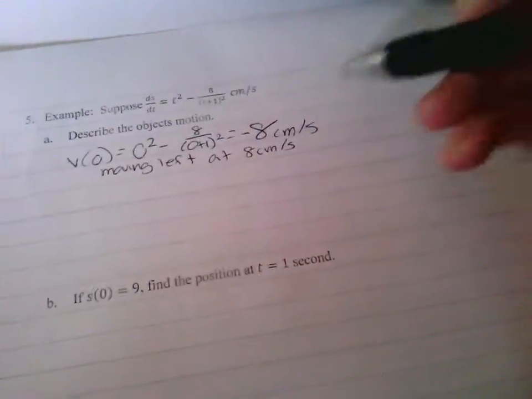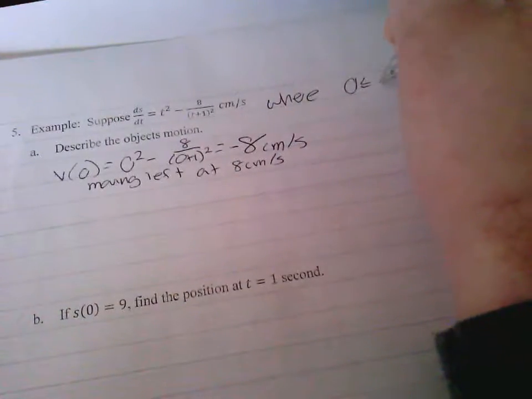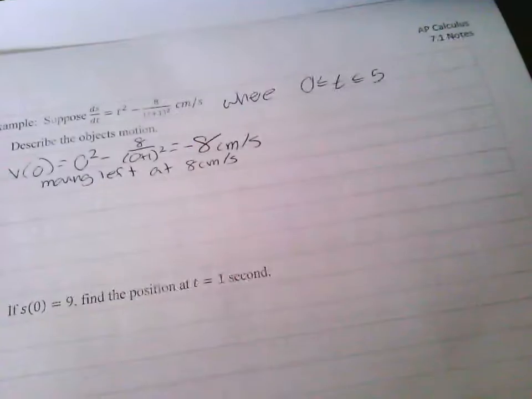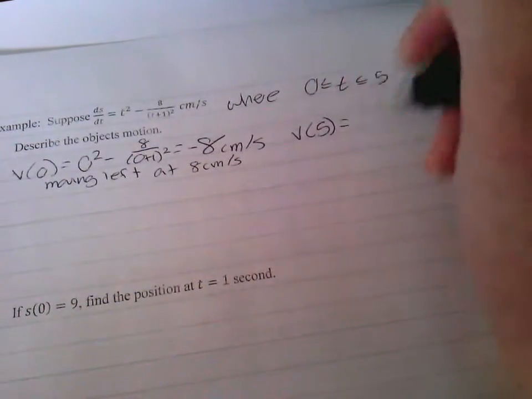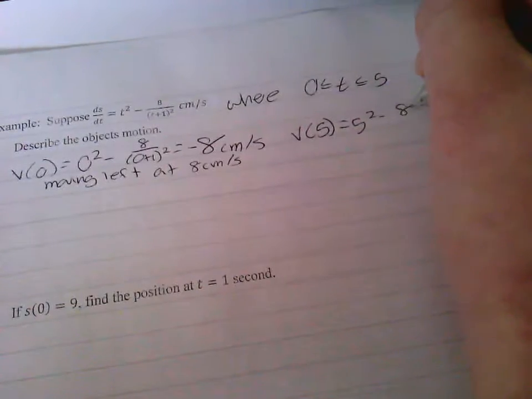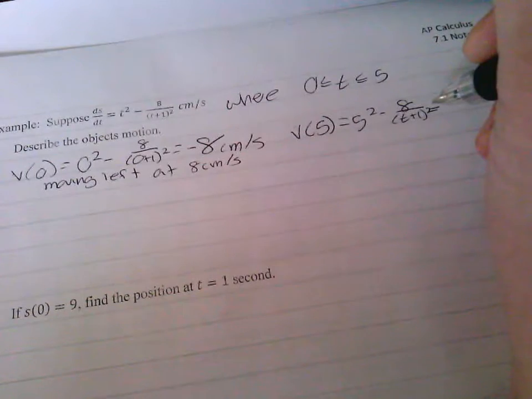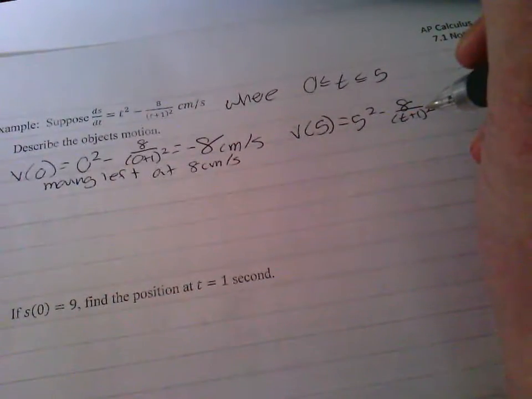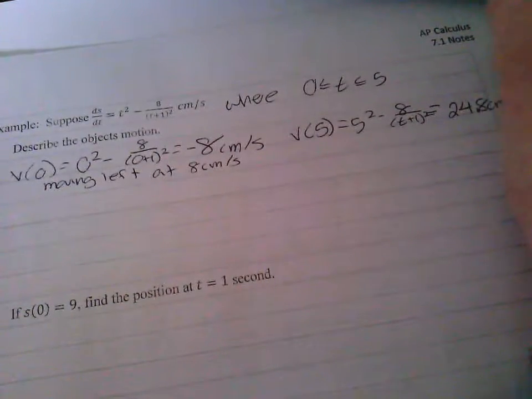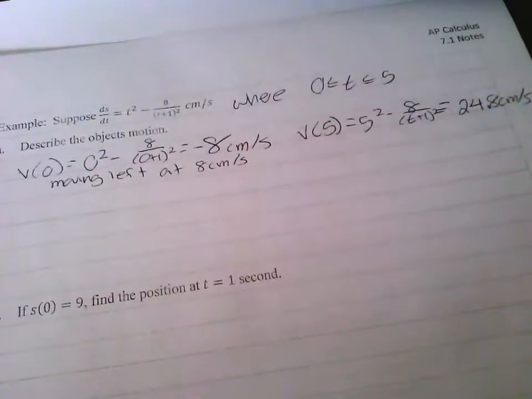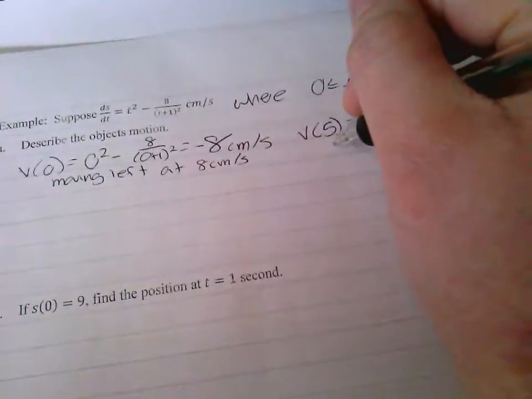Okay, let's find the endpoint, where 0 is less than or equal to t is less than or equal to 5. Now we're going to find v of 5. That's going to be 5 squared minus 8 over 5 plus 1 squared, and that is going to give you 24.8 centimeters per second. This is positive, so the object is moving to the right and ending at that velocity.